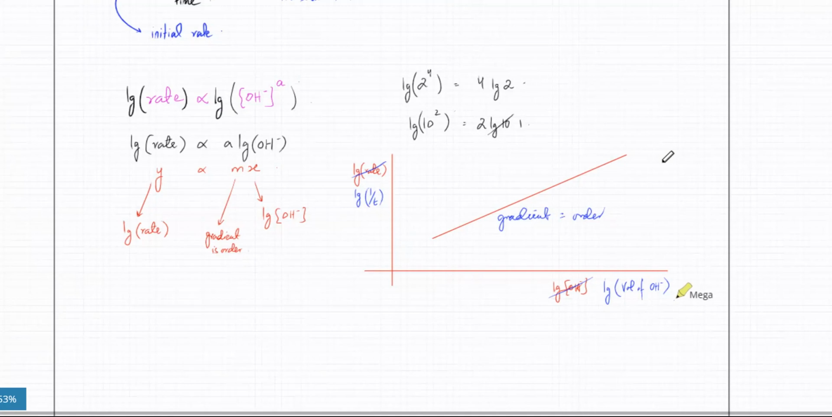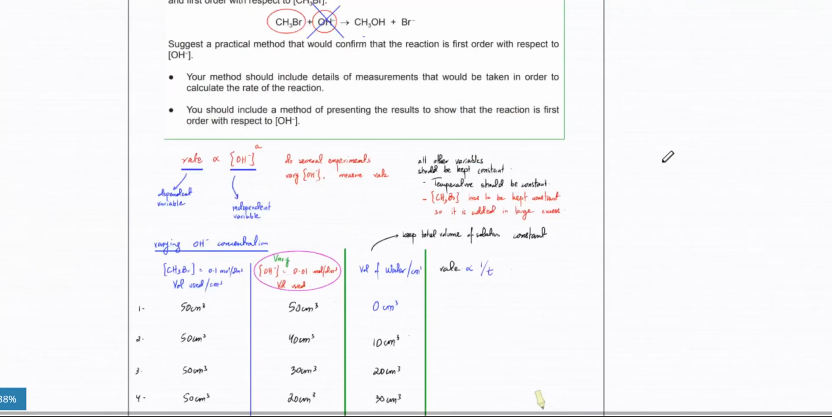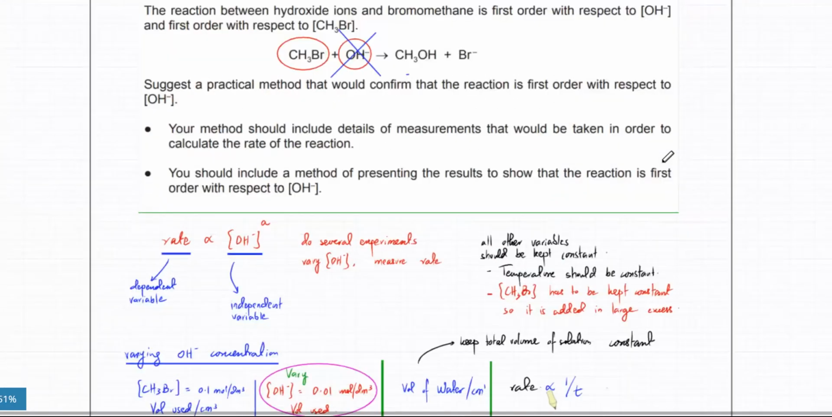Is this clear, this example? Yes, sir. Okay, so I'll just go through this once more. Remember, he wanted us to investigate how the rate varies as you change the OH- concentration. So you have to figure out the order. Zero means it doesn't vary. One means it's directly proportional. Two means it's a quadratic relationship.